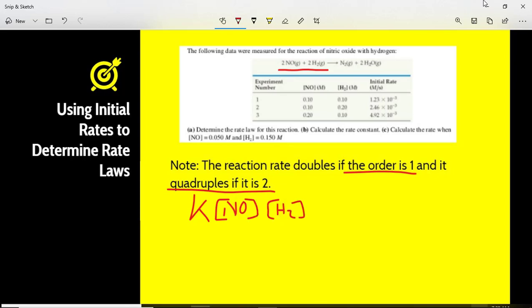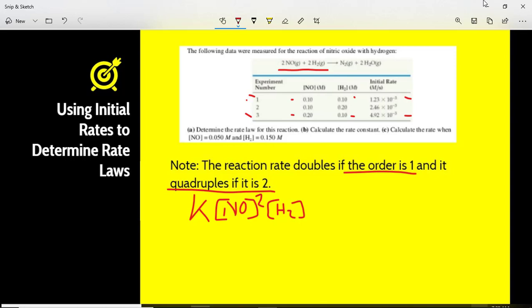Now remember, we need to solve for M and N. So let's take a look at what happens when we change the concentration of NO. We're going to look at experiment number 1 and compare that with experiment number 3, because the concentration of H stays the same, but the concentration of NO doubles. So what happens to the reaction rate when the concentration of NO doubles? If you look, it goes from 1.23 times 10 to the negative third to 4.92 times 10 to the negative third. So it does not double, it quadruples. So if it quadruples, then the reaction order is 2. The order there is 2.